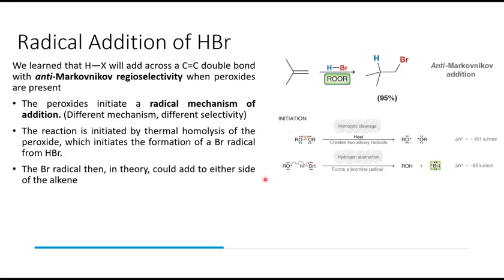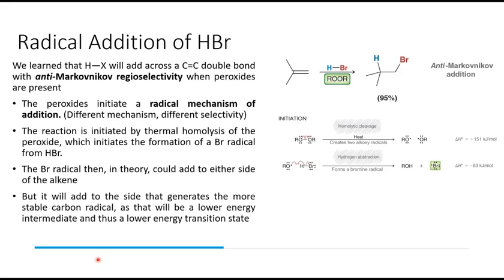Here is the initiation steps, the formation of the radicals. And here is the Br radical potentially adding to either side of the alkene. But it will add to the side that generates a more stable carbon radical, as that will be the lower energy intermediate and thus a lower energy transition state. So here we have a tertiary radical, here we have a secondary radical. The tertiary radical is more stable and it is favored.